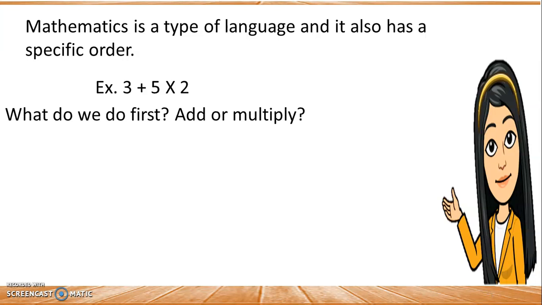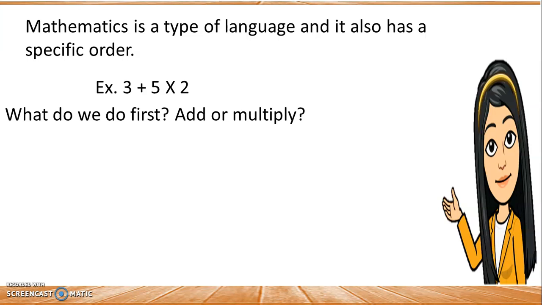What do we do first? Are we going to add or are we going to multiply? So, ano bang gagawin natin para ma-solve siya? Add ba natin o imumultiply muna?